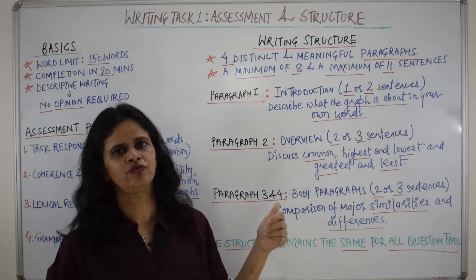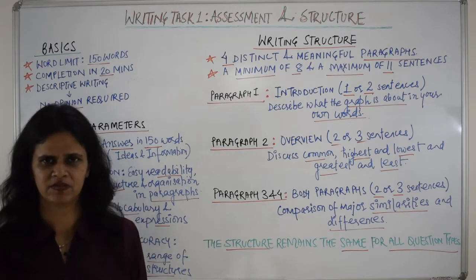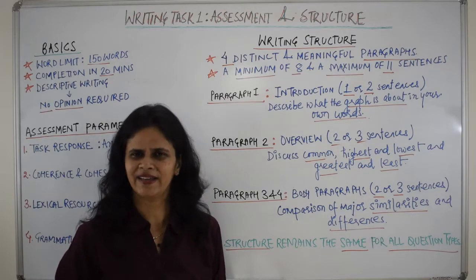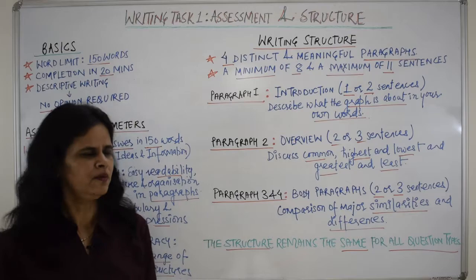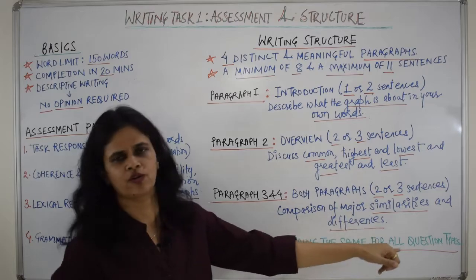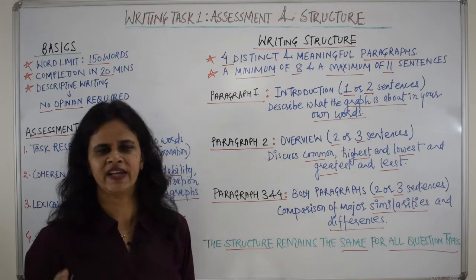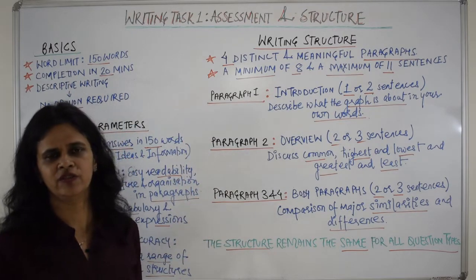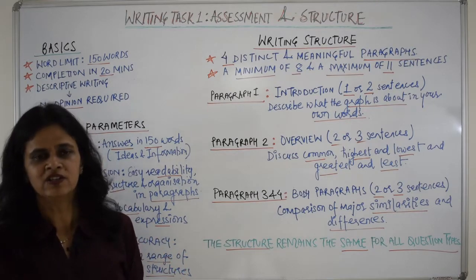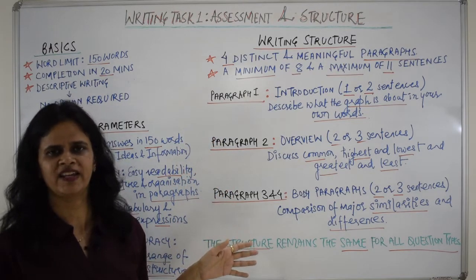Now when it comes to writing task 1, you are given 5 or 6 kinds of diagrams, and any one of them might appear: a bar chart, a pie chart, a line diagram, a map, and so on. But the most important thing to remember is that the structure remains the same for all question types. Whatever kind of diagram or chart you get, this 4 paragraph structure will remain the same across all question types of writing 1. So that is all about the assessment and writing structure of writing task 1.